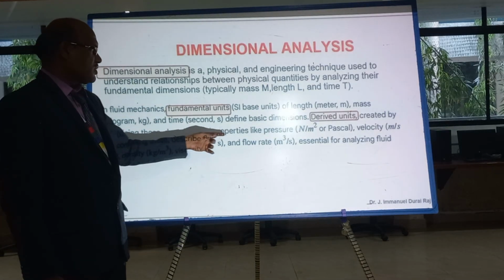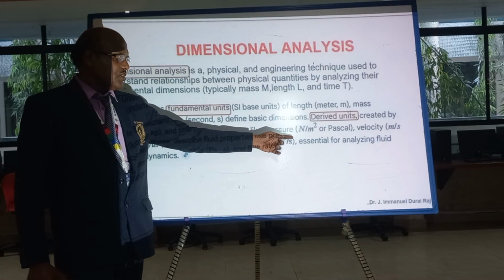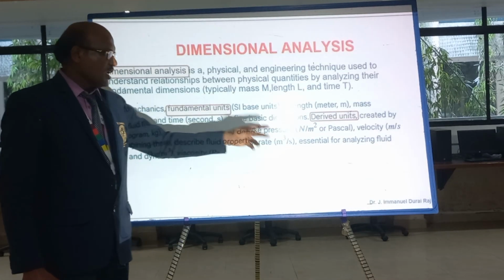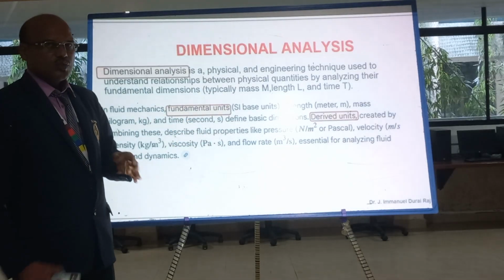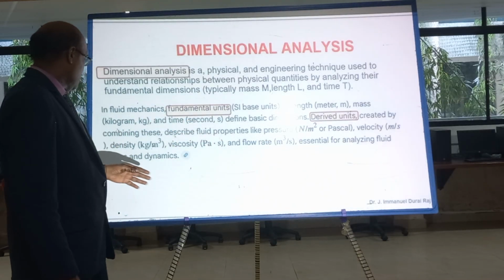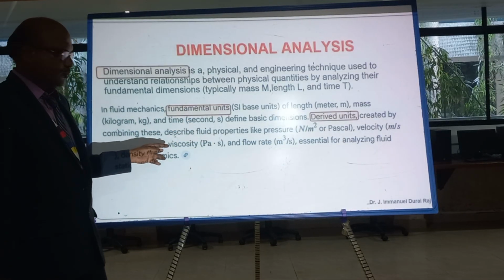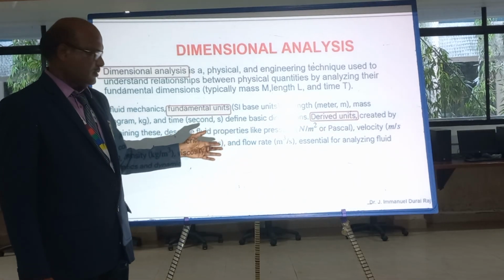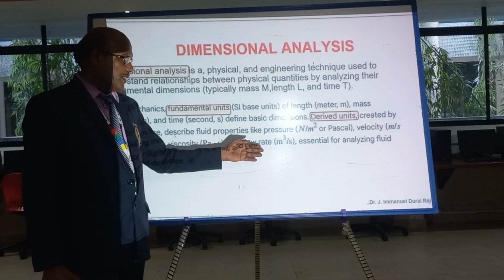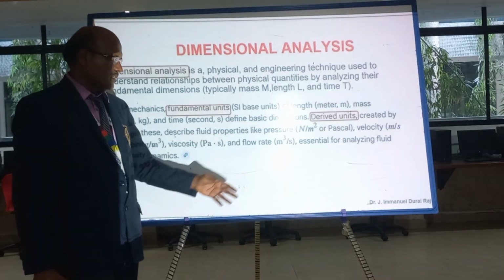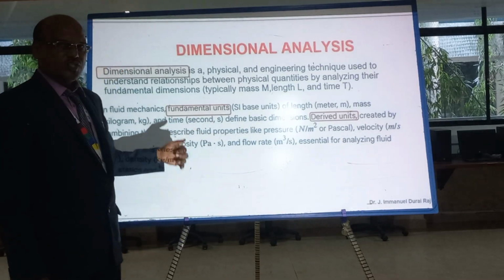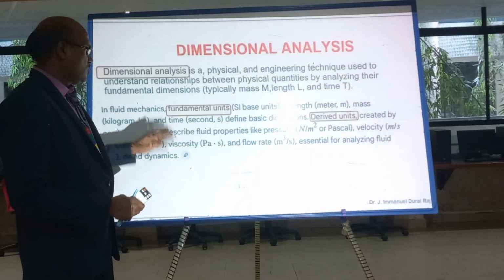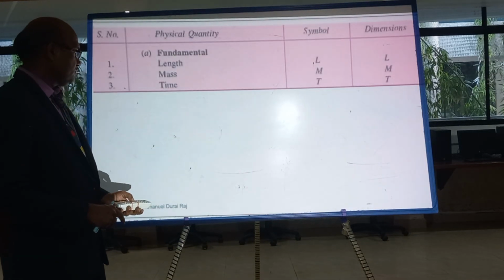They describe fluid properties. Pressure is Newton per meter square, so there are two different units here. Velocity is meter per second, a relation between meter and second. Density is kg per meter cube. Viscosity is Pascal second or kg per meter second. Flow rate, that is the discharge, is meter cube per second. These are all essential for analyzing your fluid properties. Today we are seeing only fluid dimensions. So these are called fundamental and derived units.